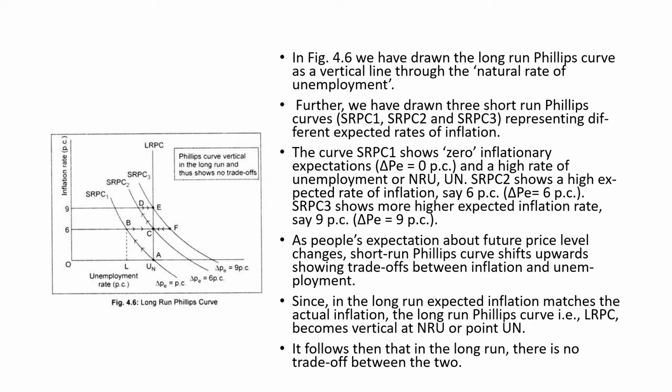In SRPC3, it shows a higher expected rate of inflation. As people's expectations about the future price level change, the short-run Phillips curve will shift upward. It shows a trade-off between inflation and unemployment. Since in the long run, we could see that the expected rate matches the actual inflation rate, the long-run Phillips curve would become vertical, and it is at the natural rate of unemployment, or non-accelerating inflation rate of unemployment. It follows that in the long run, there is no trade-off between these two variables.